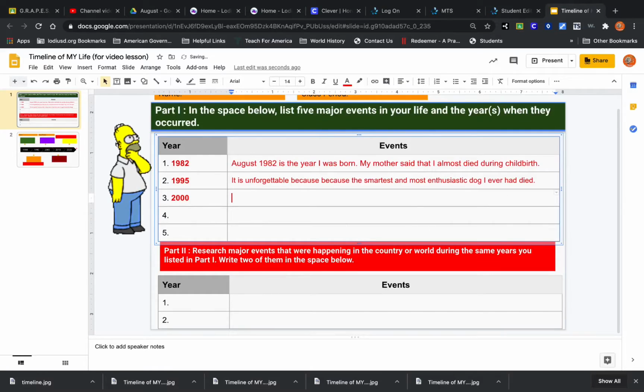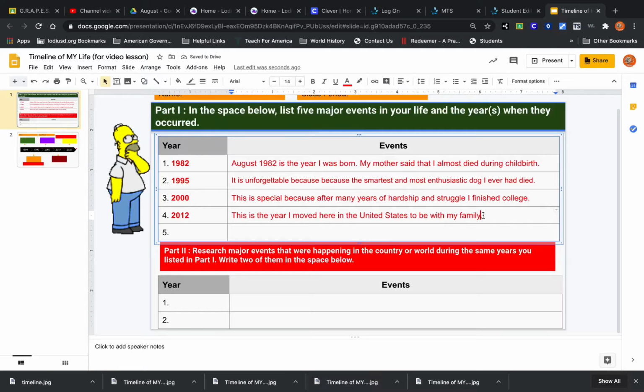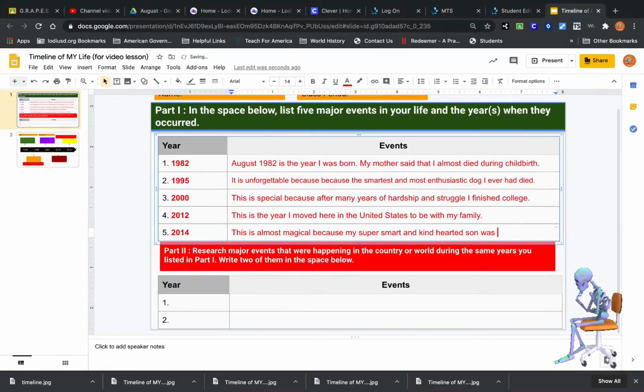Year 2000 is the year when I finished college, and this is extra special because I graduated with honors, and I'm proud of that. 2 years after, this is another important event in my life. This is the year when I migrated or moved here in the United States to be with my family. Fast forward, year 2014 is almost magical because this is the year when my first and only son was born, and he is so smart and kind-hearted, so I really love this kid. Now, those are the 5 important events in my life from the year I was born, 1982, to 2014.